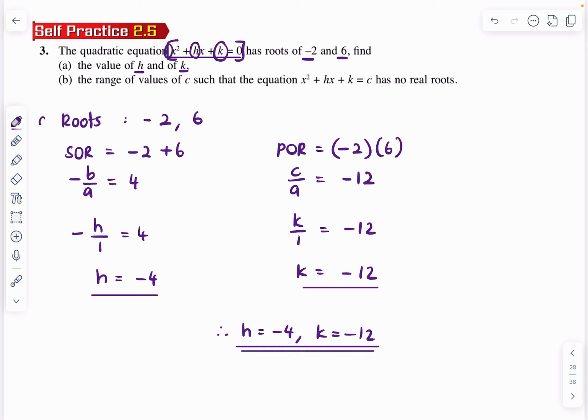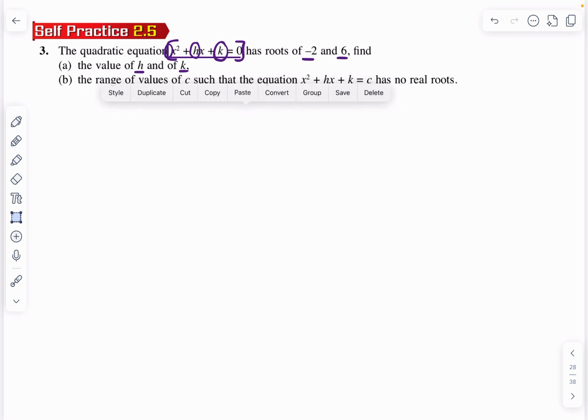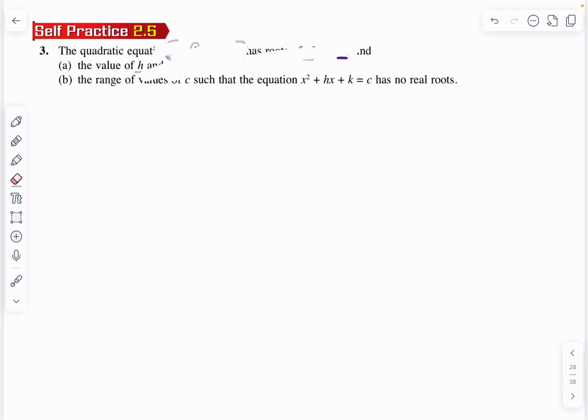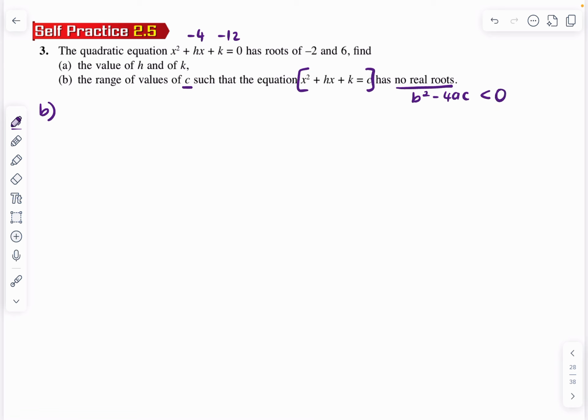Okay, this is question A. Let's look at question B. H was -4 and k -12. B. Range of values of c such that this equation has no real roots. No real roots means b square minus 4ac would be lesser than 0.